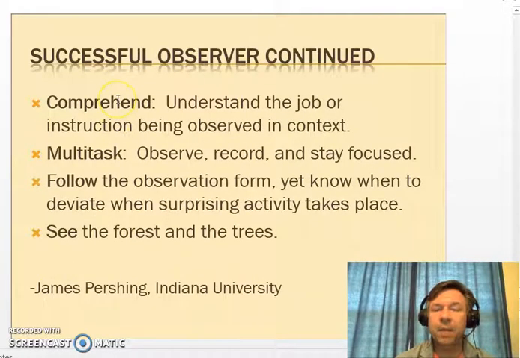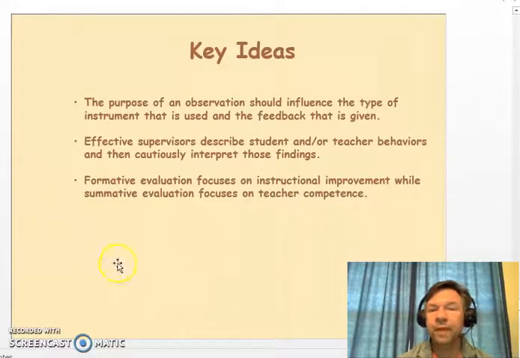You want to think about what it is that you're observing. Definitely multitask as you observe and record the information. You're looking at the teacher, you're looking at the students, you're looking at the environment, you're trying to take as much in as possible, following your form, using the Danielson framework to collect the information, and then see the forest and the trees. Really try to keep in mind the big picture of what's taking place in the lesson. And I'll leave you with that last quote and the idea of the purpose of an observation.